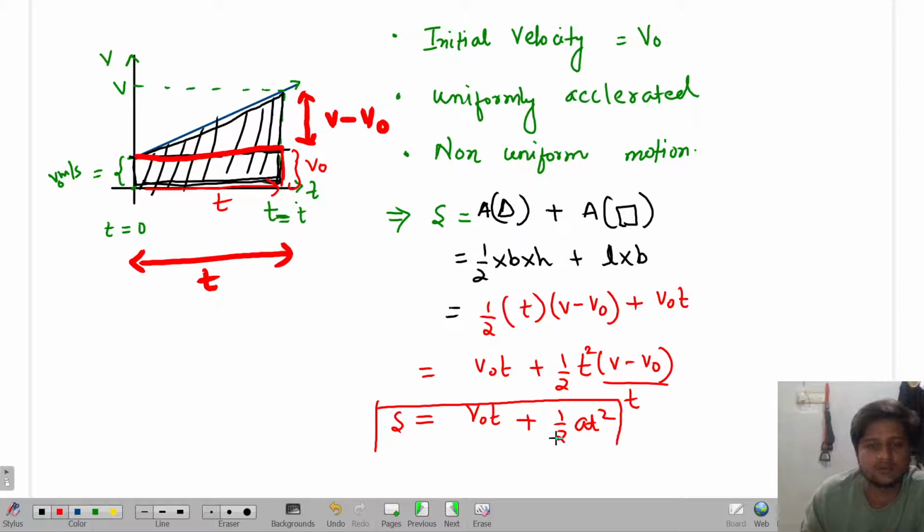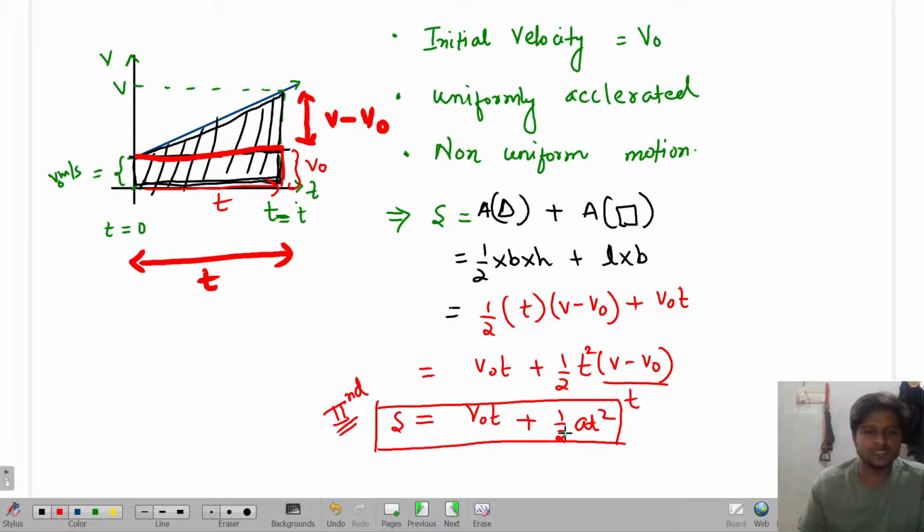So from this graph I get my first equation of motion, or you can say second equation of motion, for an accelerated particle. Got it or not? Are you able to understand or not? Tell me. Yes, sir. Everyone. Sneha, Sparsa, Parinita, okay or not?